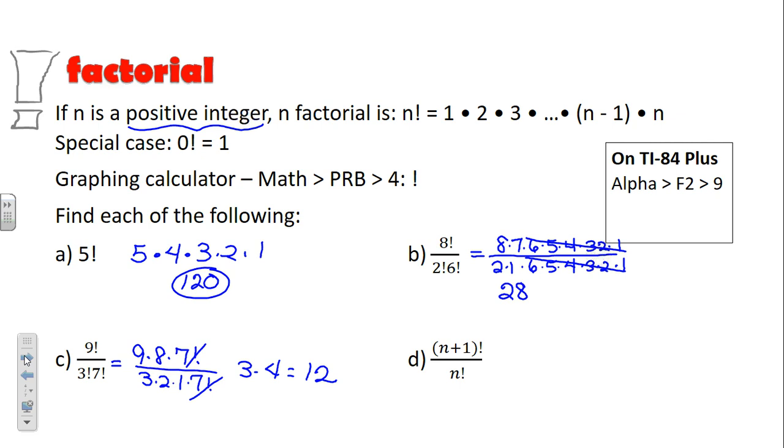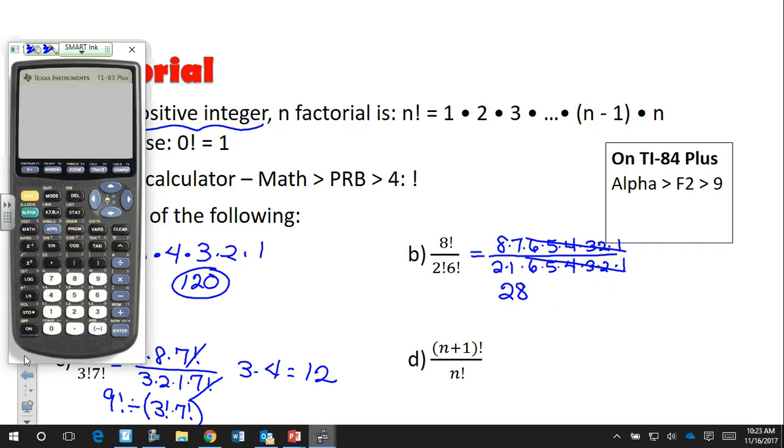The key here is if you do use your calculator, you have to do a 9 factorial divided by a parentheses 3 factorial times 7 factorial. Otherwise, it's going to take 9 factorial and divide it by 3 factorial, and then it will take that answer times 7 factorial. Okay, did everybody find that button on your calculator then?